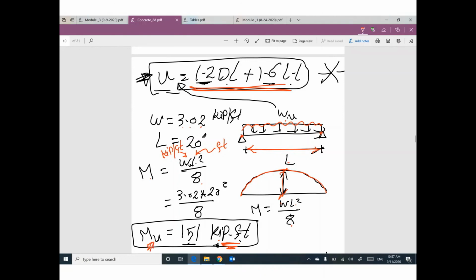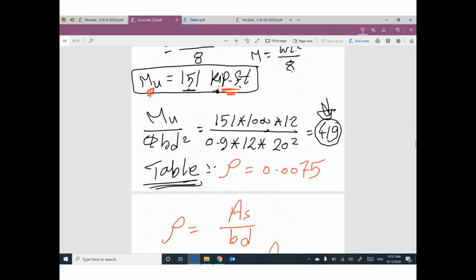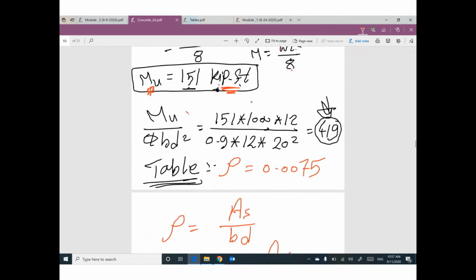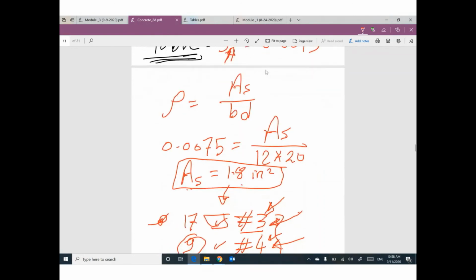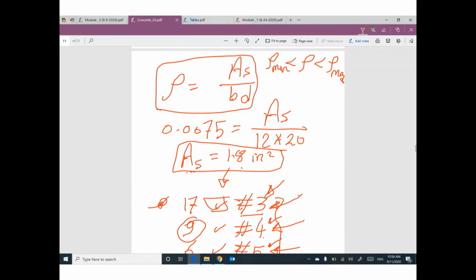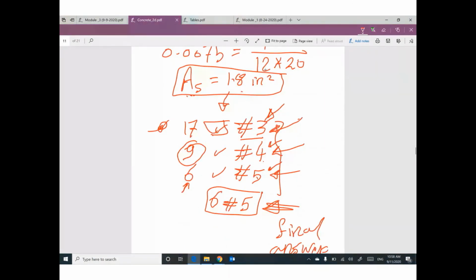Once you figure out the value of M ultimate, we have very simple steps. This term, how much? Go to the table to figure out the value of rho. Please be careful that your rho must be greater than rho minimum and smaller than rho maximum. Okay, my rho is good. Your rho equals area of steel divided by B D, so I can figure out the area of steel. Then I can convert this area of steel to how many bars based on your bar size.